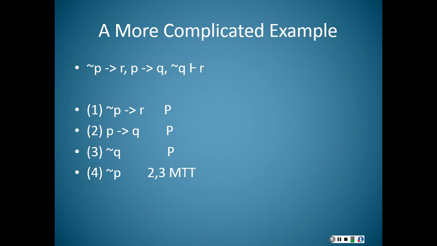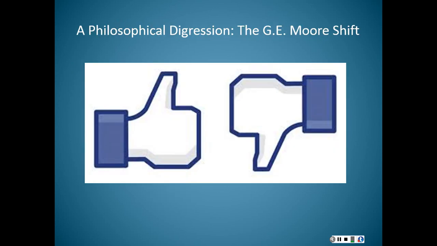Okay, our goal is to get R, and now we're in pretty good shape because on line 1 we have the conditional if not P then R, and on line 4 we have not P. So we have the antecedent of the conditional on line 1 on line 4. So that puts us in a position to apply the rule Modus Ponens. So via the rule Modus Ponens applied to lines 1 and 4, we're able to get R, which is what we want, so we're done with our proof.